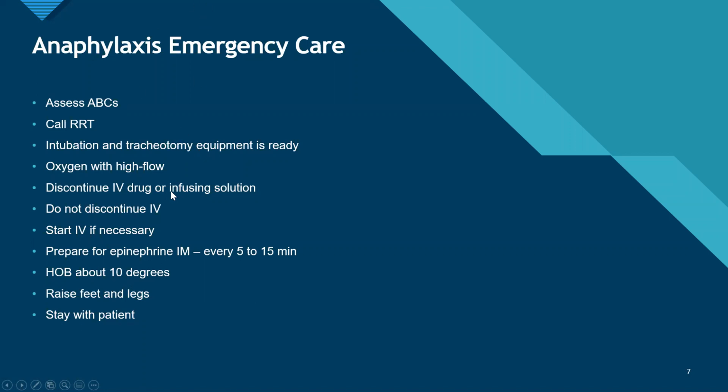Well, airway, breathing, circulation is always first, correct? If you don't have an airway, they're going to die, right? They're having stridor, and you need to make sure you have your respiratory emergency equipment there. But you know, call an RT. So you are going to want to have intubation and tracheotomy equipment ready with anaphylactic emergency. Oxygen with high flow, maybe in a non-rebreather.